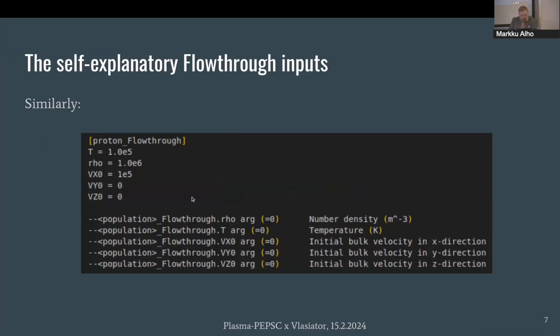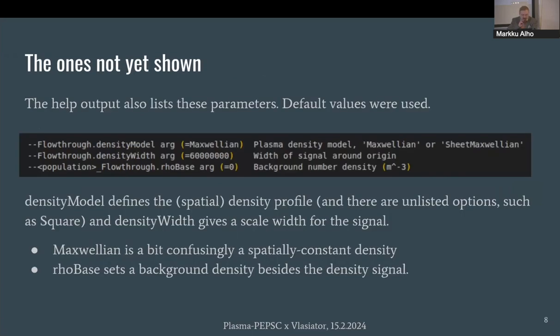So similarly with the protons, the initial density, velocity, and initial moments for the plasma are given here. And yeah, this is a bit boring, but there are some options that we actually didn't use in our test case. If you check the help output, you can find these: density model, density width, and rho base. These are extra features that give, for example, the density model gives you a plasma density model.